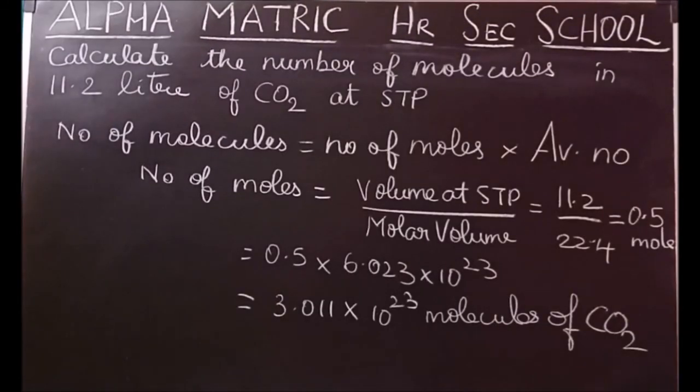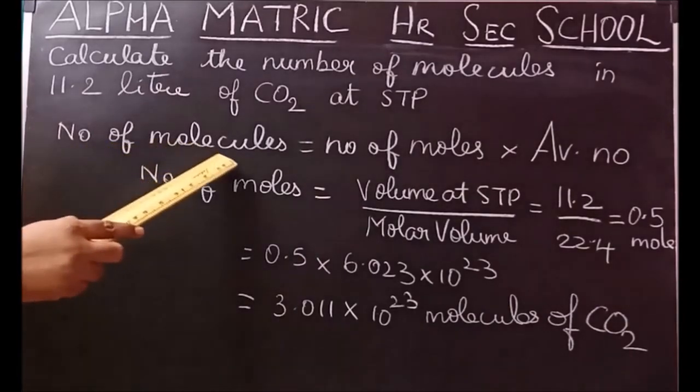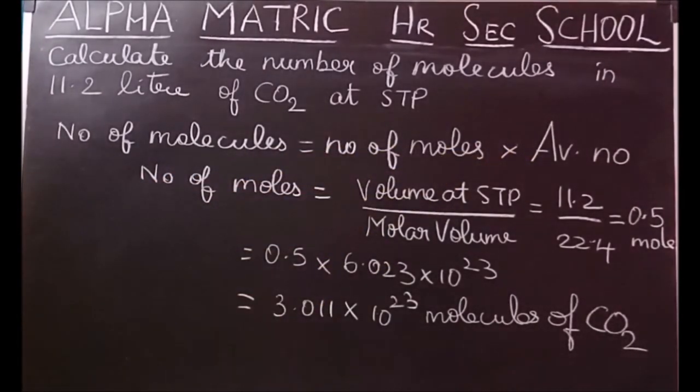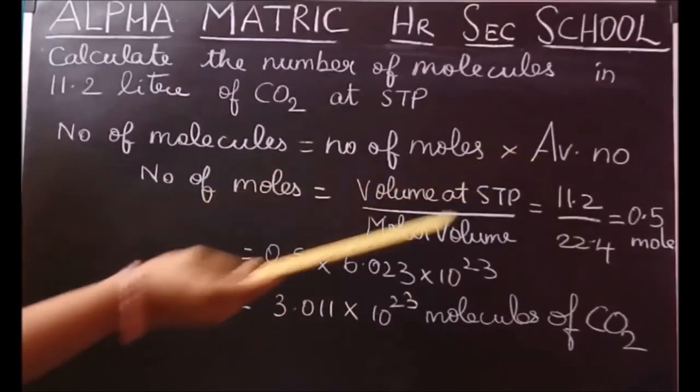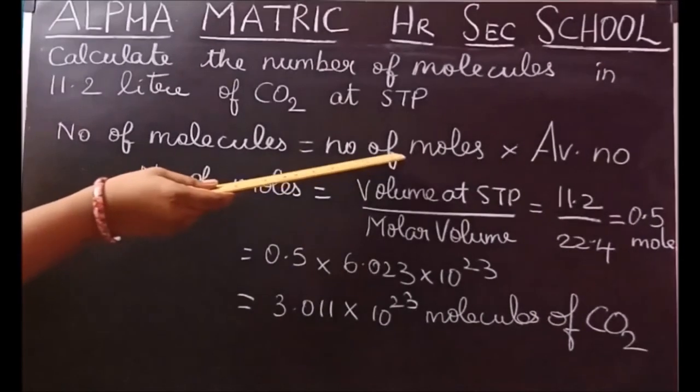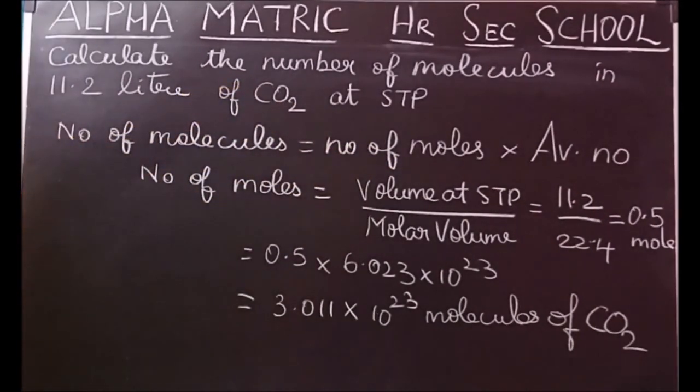Calculate the number of molecules in 11.2 liter of carbon dioxide at STP. In this question, you are asked to calculate the number of molecules. Number of molecules formula: number of molecules equal to number of moles into Avogadro number. We know that Avogadro number value is 6.023 into 10 power 23. But number of moles, in the question, moles data is not given. So first you have to find out number of moles.